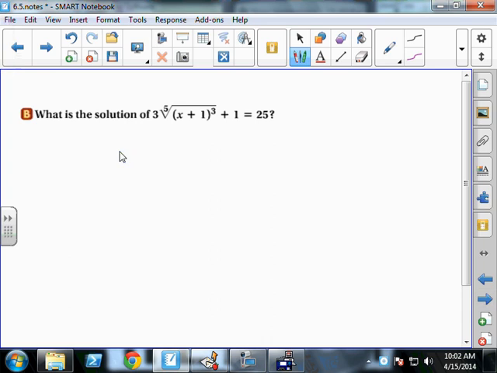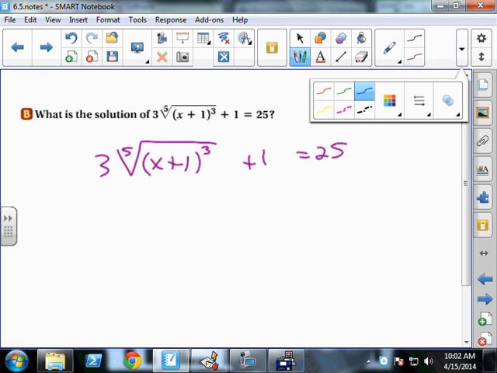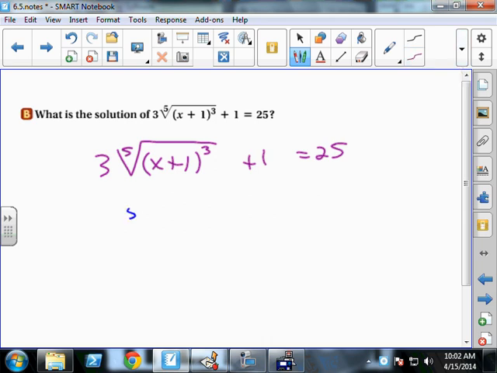This one I've got some housekeeping to do. I have 3 times the 5th root of x plus 1, the quantity cubed. Be real careful how you write these. When you're writing these on pencil and paper, make sure your index is in fact an index, because it's easy to confuse an index with a coefficient. Okay. So after a little bit of housekeeping, what I'm going to have is the 5th root of x plus 1, the quantity cubed, is going to equal 8.